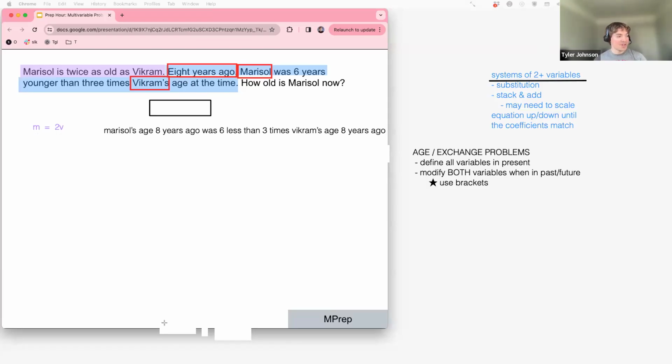So I have Marisol's age 8 years ago. That's going to be m minus 8. Then I've got my equal sign here. So it was 6 less. It's going to be a minus 6. Then 3 times Vikram's age 8 years ago. So it's saying the same information as that blue sentence. I've just reused that phrase 8 years ago to make it more clear that I need 3 times that entire expression v minus 8. It's not just 3 times v, it's 3 times Vikram's age 8 years in the past.